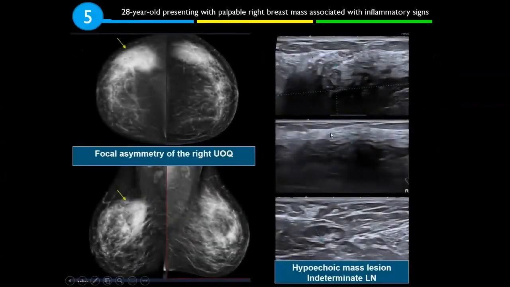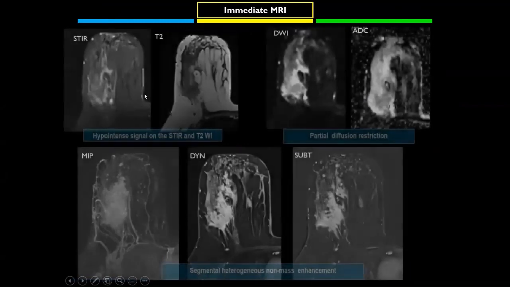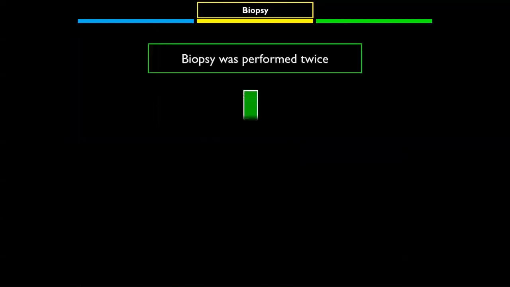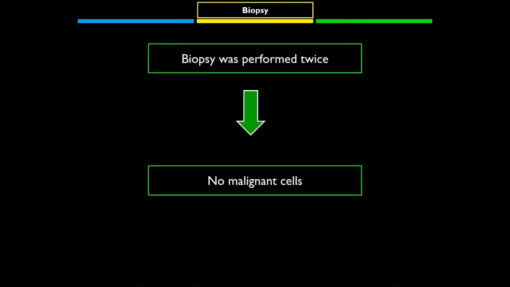This was the case in which she had multiple hypoechoic lesions with indeterminate nodes. She had an asymmetry in the left breast. She was sent directly for the MRI, and actually the early MRI was completely deceiving. Looking at this picture with a segmental, heterogeneous, or clumped enhancement, we can definitely say that this lesion is malignant. And you remember that she was biopsied twice because her clinician was never satisfied with the diagnosis based on how the lesion looked on the MRI.